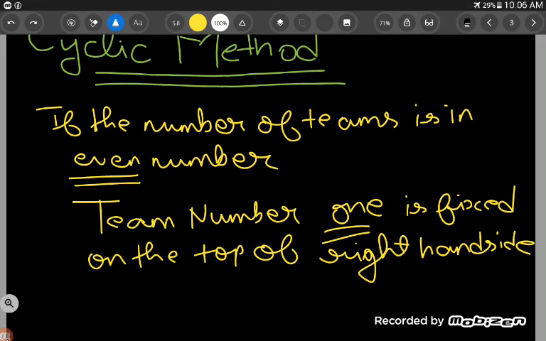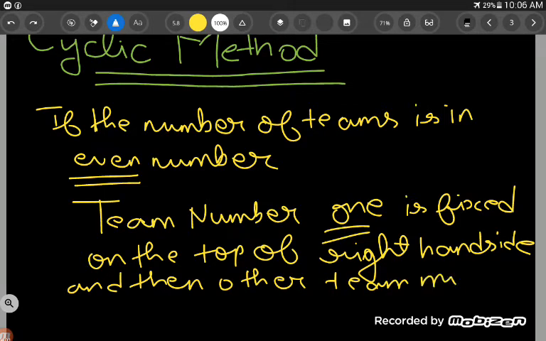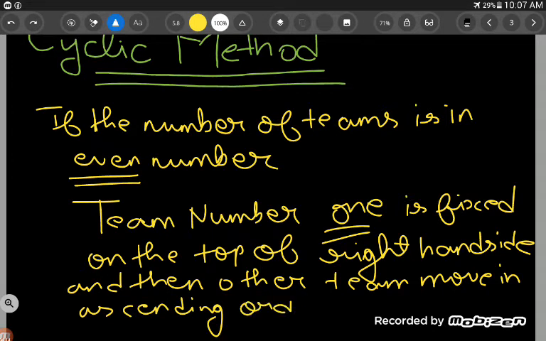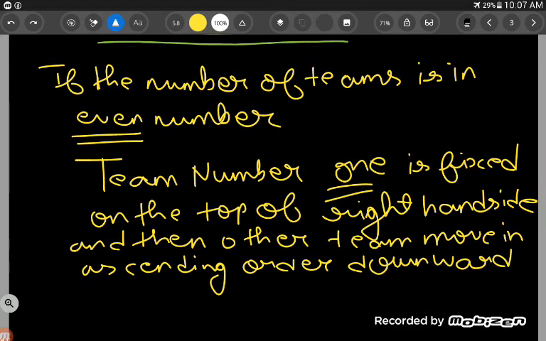And then the other teams move in ascending order, consecutively downward, and then move upward on the left side.